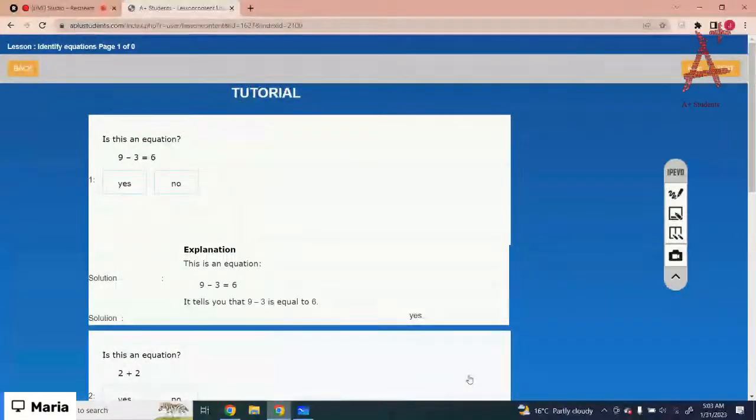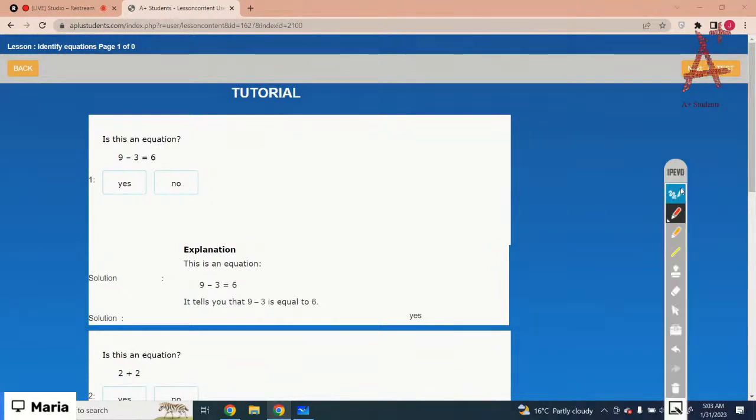Okay, the first one is, is this an equation? 9 take away 3 equals 6. So yes, this is an equation. Basically, an equation is whenever you have something like this, you have an equality sign. Here you have a mathematical expression, and here you have a mathematical expression, meaning either two numbers adding, or here you have the answer of these numbers, then that means this is an equation. Got it? So you have an equality sign. On one side you have a mathematical expression, and on the other side you have either the answer or another expression, then that would be the equation. Got it?